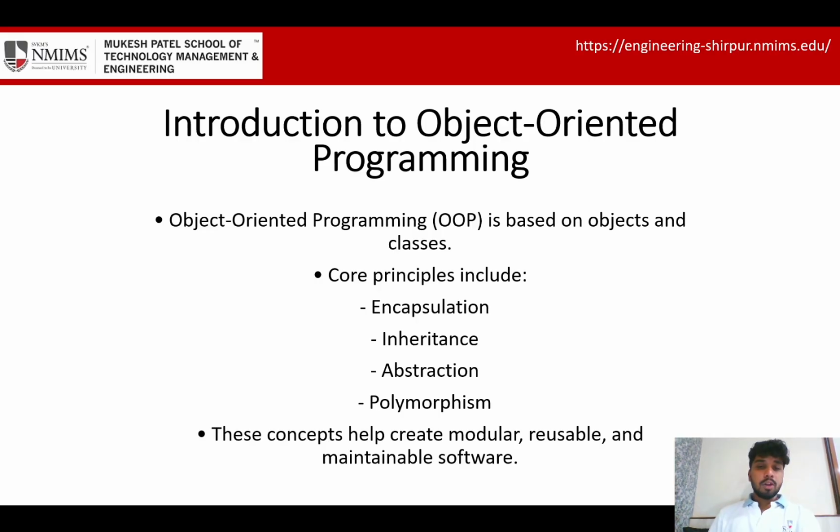But before jumping into polymorphism, let us see what is OOP in general. To understand polymorphism properly, we first need to understand object-oriented programming, or OOP. OOP is a programming approach where we use objects and classes to design programs. A class is like a blueprint, and an object is an instance of that class. There are basically four main principles of OOP: encapsulation, inheritance, abstraction, and polymorphism. These concepts help us to create code that is reusable, organized, and easy to maintain.